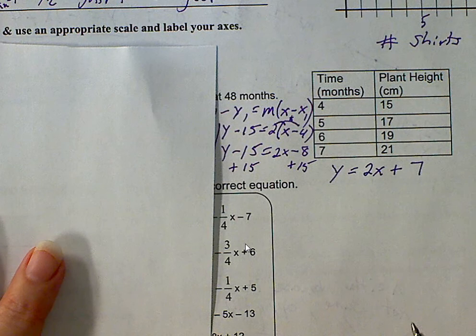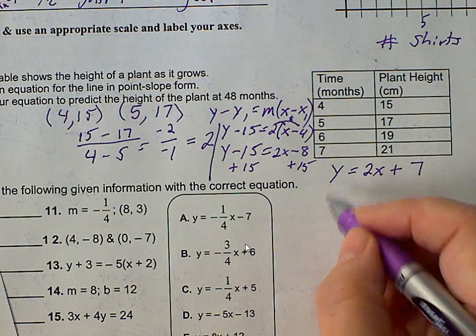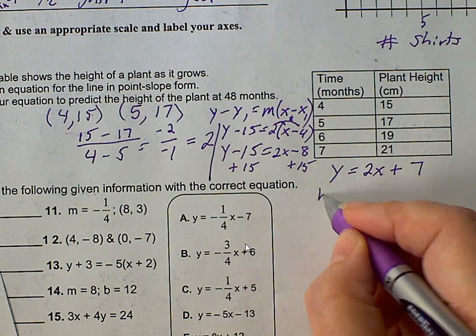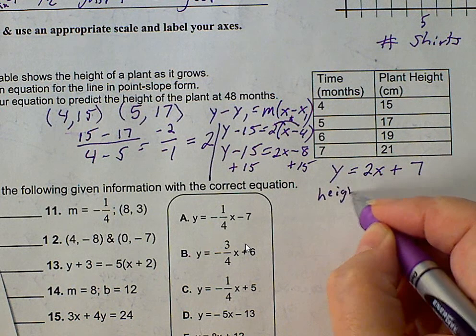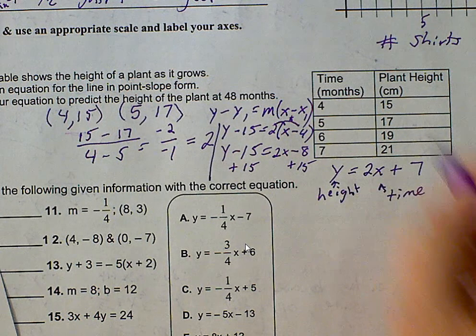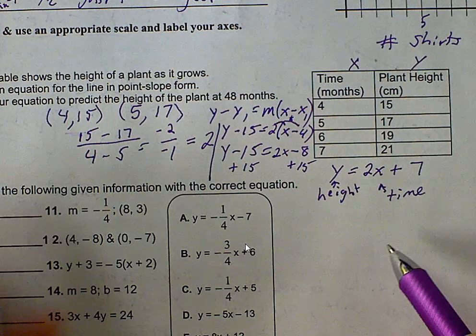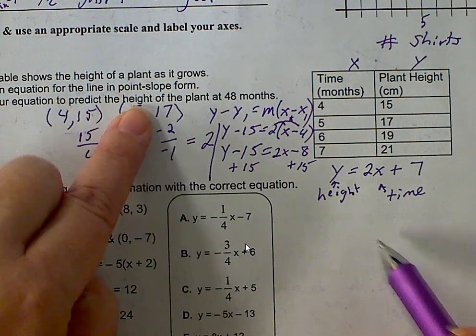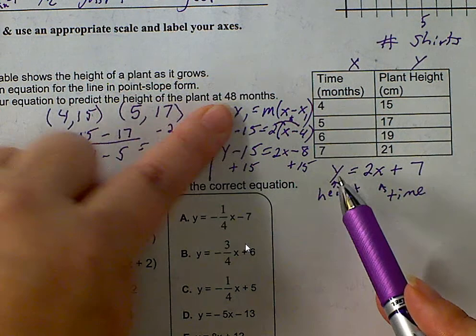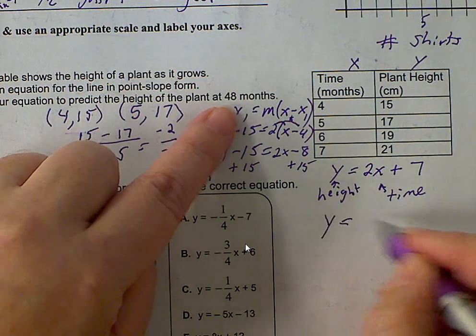Where your y is your height and your t is your time, because this is x and this is my y. So now it says use your equation to predict how high it will be after 48 months. So what's my y at 48? So I put in a 48 here.